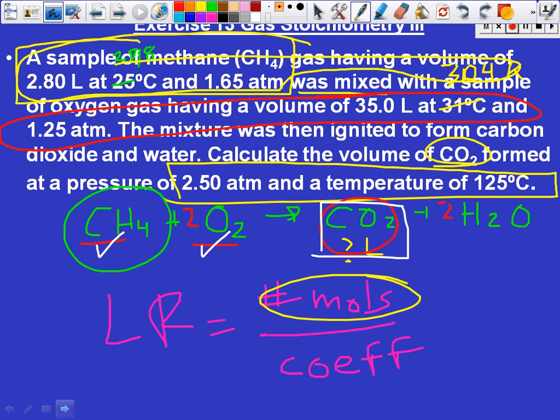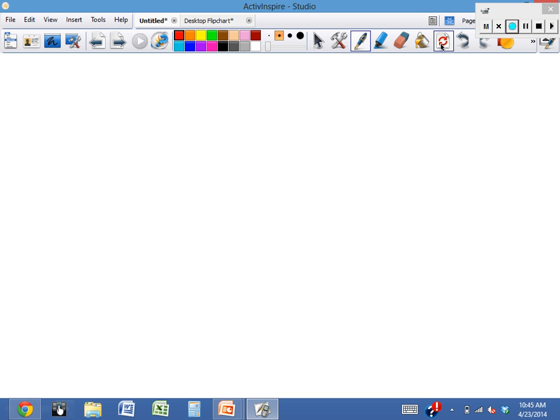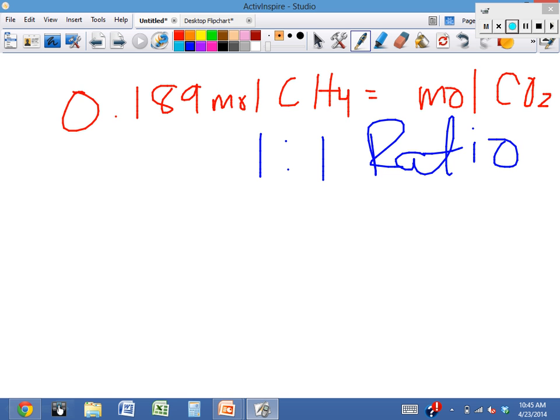Well, now if we go back to this, here's the issue. We now know to pick the limiting reactant to go to carbon dioxide. So what we're needing there is a mole to mole. Well, notice what you have. The mole to mole is a 1 to 1. So what we're getting at is that your 0.189 moles of CH4 is equal to the moles of CO2. Again, why? Because it was a 1-to-1 mole-to-mole ratio. So now we have our number of moles of CO2.